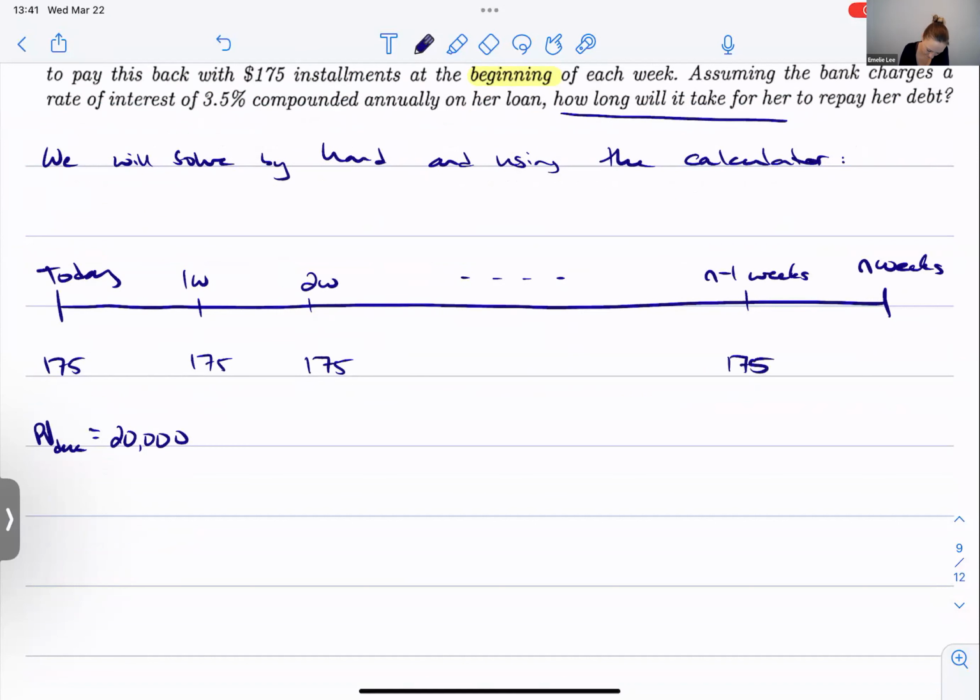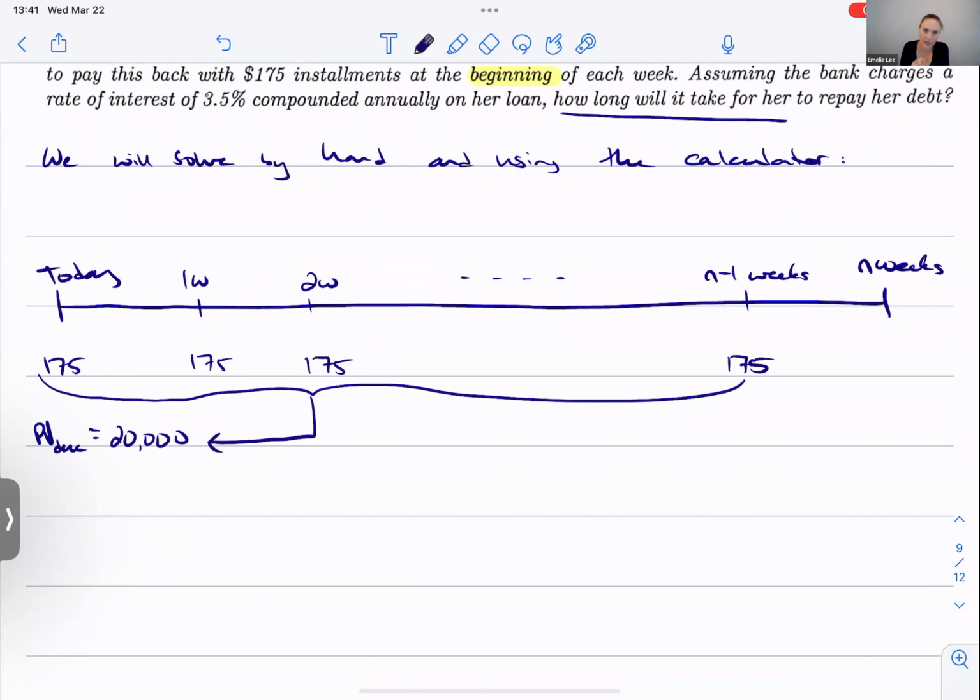Okay. These are all going to funnel back to some present value due, right? Which we know is 20,000. And we want to know what n is. Okay. Really, we want to know what time is, right? So what's the time is really what we need, but in order to get there, we first need to know the number of weekly payments, and then we can go from there.